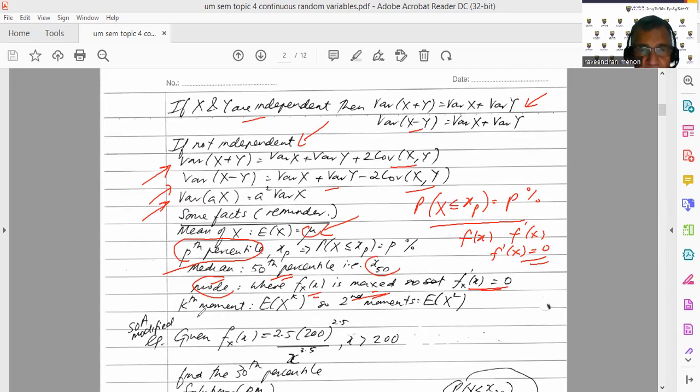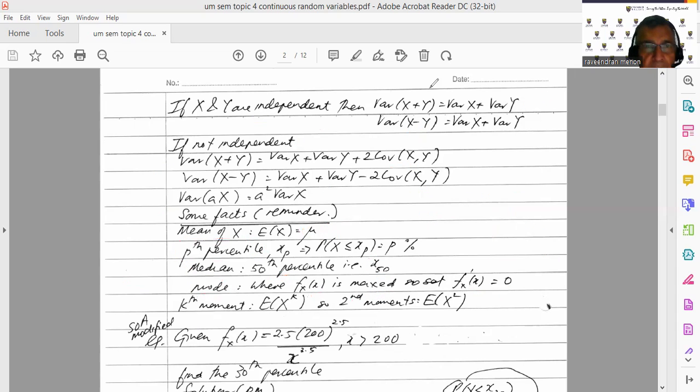And anytime you want to find the kth moment, that means if you want to find the expected value of x cubed, it is just like the way I said earlier. You have x cubed f of x dx, integrate using the right limits. That's it. Good.